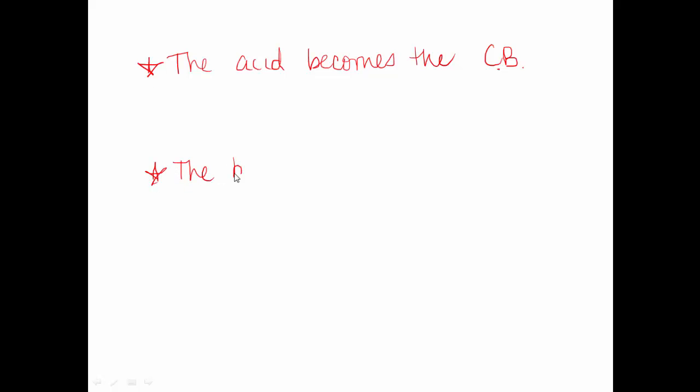You might want to write down the phrase, the acid becomes the conjugate base. I'm going to abbreviate that CB. Okay. The acid becomes the conjugate base, and then the base becomes the conjugate acid.